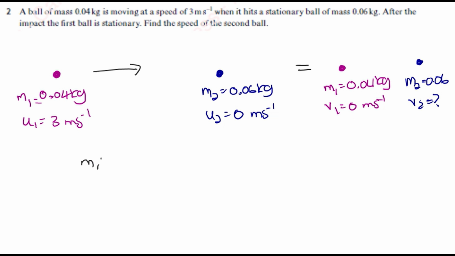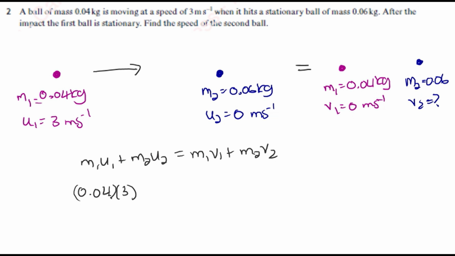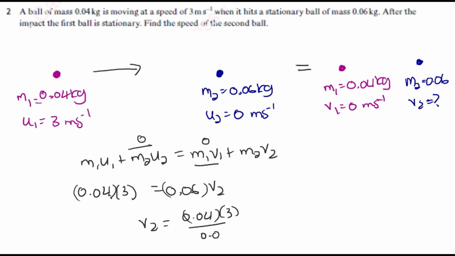So the conservation of momentum: m1u1 plus m2u2 equals m1v1 plus m2v2. So we'll have 0.04 times 3. Initially, the second ball is stationary, so that's just going to be 0. For m1v1, the first ball after the collision is stationary, so that quantity is going to be 0. And then m2v2 will be 0.06 times v2. And then v2 will be 0.04 times 3 over 0.06.